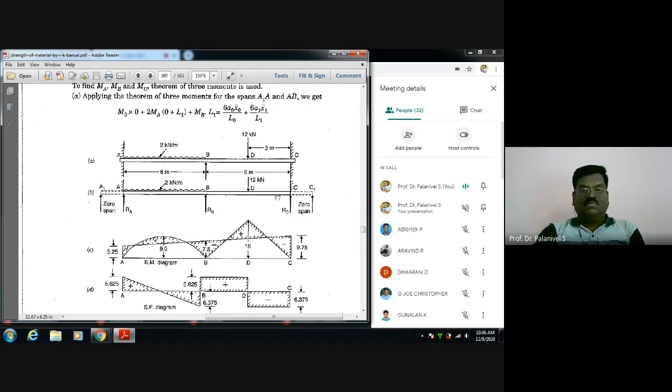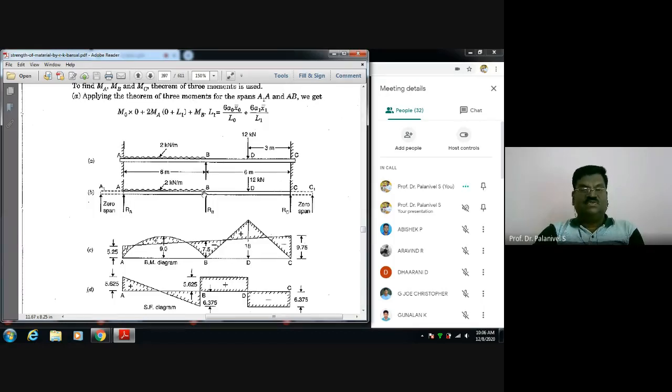I hope you are familiar. First, you draw the simply supported bending moment diagram. This is the simply supported bending moment diagram because the UDL is acting. Here, a point load is acting. WL by 4 is the bending moment here. Then you apply the theorem of three moments by considering zero span here, A1A and then AB.